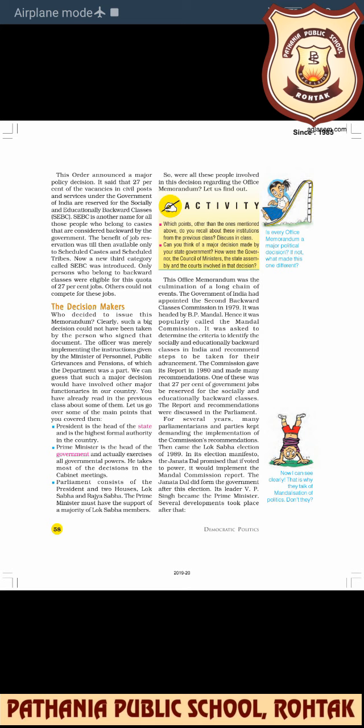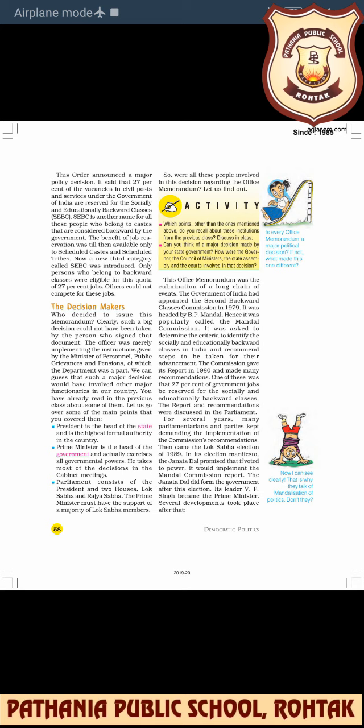Then came the Lok Sabha election of 1989. In its election manifesto, the Janata Dal promised that if voted to power, it would implement the Mandal Commission report. As you know, election manifestos are the promises made by the political parties. They give their views on what steps will be taken if they come to rule. So this promise was made by the Janata Dal that if they came to power, it would implement the Mandal Commission report.